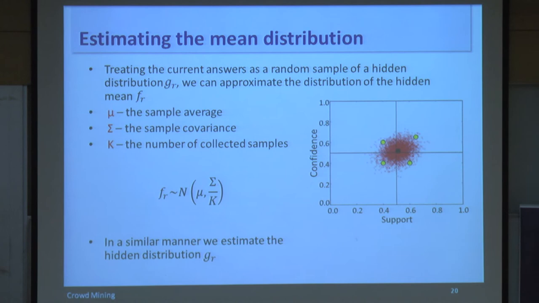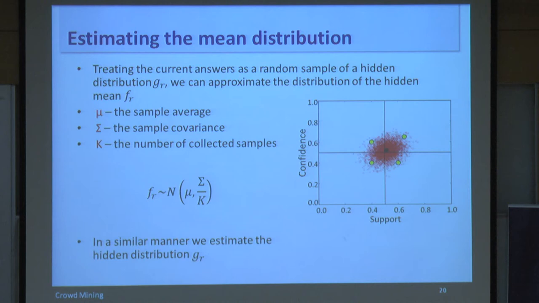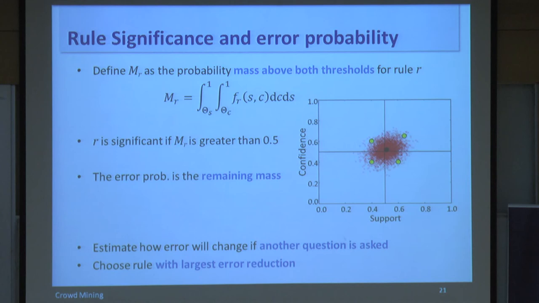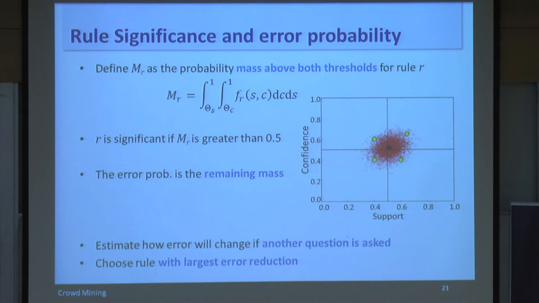Okay, so in order to know how much of the mass is there, what I do mathematically is I integrate. I look at how much of the distribution is there, and the rest of the mass is actually the error. How much is not there? So if there's more than half of the distribution up there, then it means that the rule is more likely to be significant than not. And I can do similar analysis to know how more questions about this rule will affect the distribution. Will my confidence get higher or lower, etc. I'm not going to get into all these details.